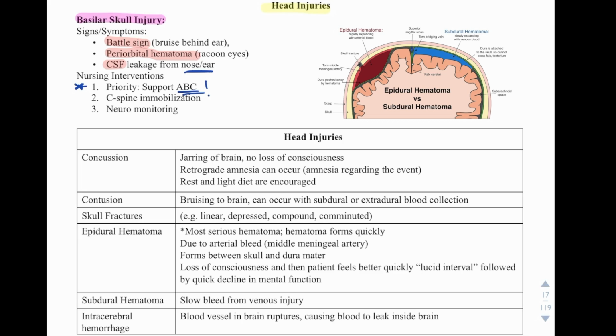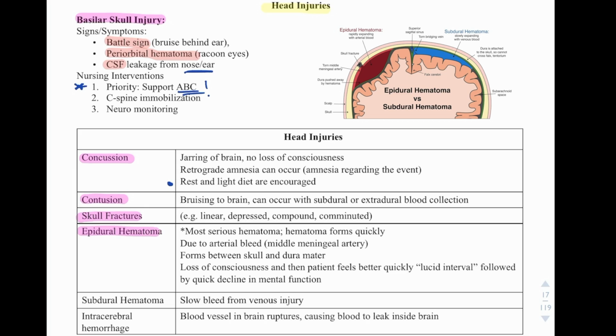All right, so some more on head injuries. We also have concussions. So a concussion happens when there's a jarring of the brain with no loss of consciousness. They might have retrograde amnesia where they can't really remember what happened before or regarding the event. And what we want to do, our intervention, is rest and a light diet are encouraged. And then we have a contusion. This is bruising to the brain, can occur with a subdural or extradural blood collecting. We have a skull fracture. An example is linear, depressed, compound, or comminuted.